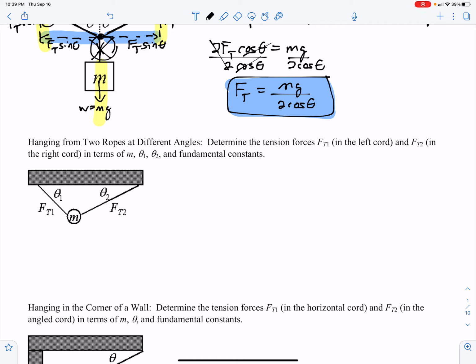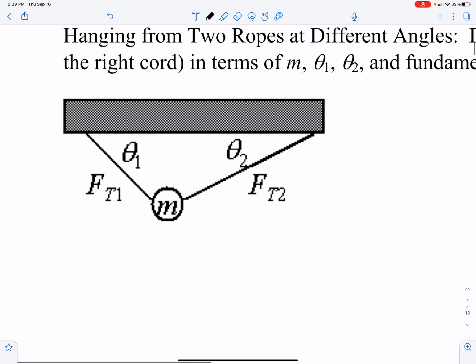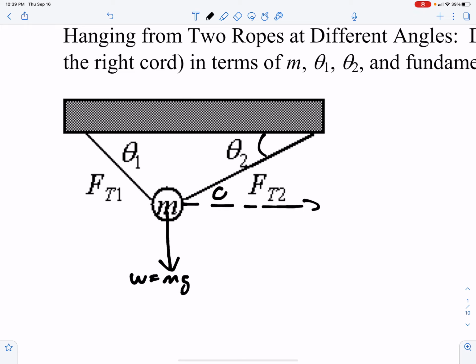Now, in the next example, we have two different angles. We have theta 1, theta 2, and thus we have two different force tensions, force tension 1 and force tension 2. Well, again, let's go ahead and force diagram this. We have weight equals mg going down. We have this angle is the same as theta 2 here. This angle is the same as theta 1 down here.